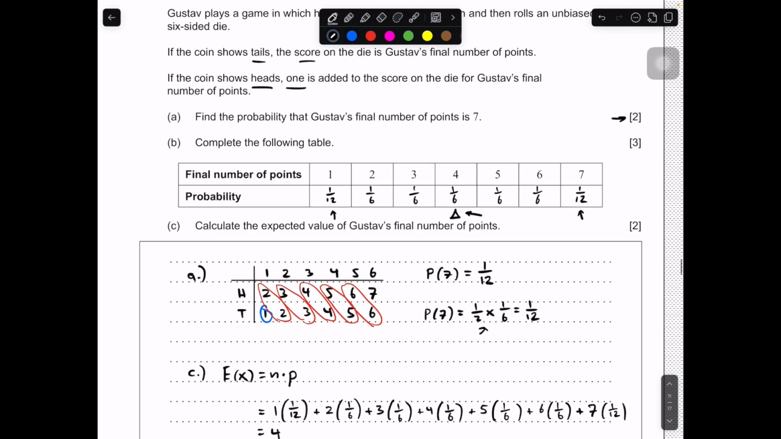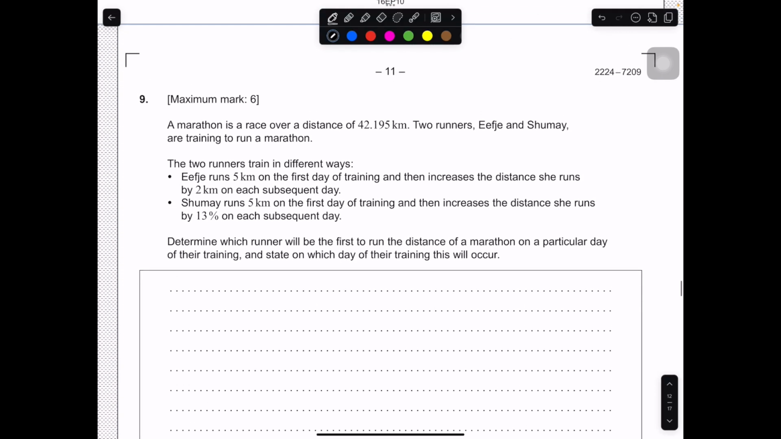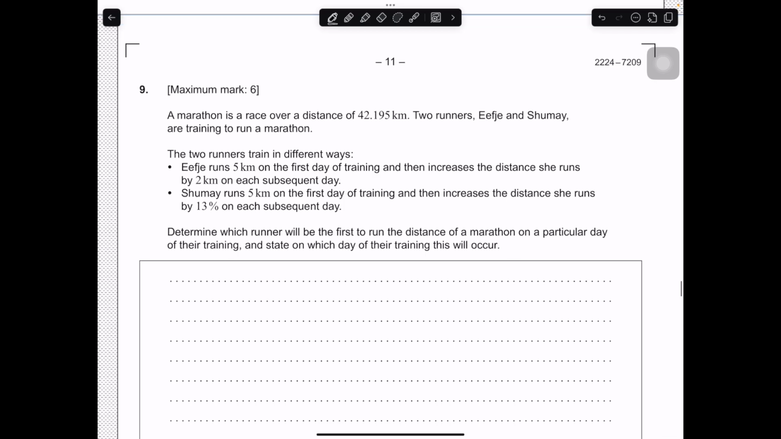Alright, let's go ahead to number 9. Usually things get a little more challenging here. This number 9 I actually think is okay still.